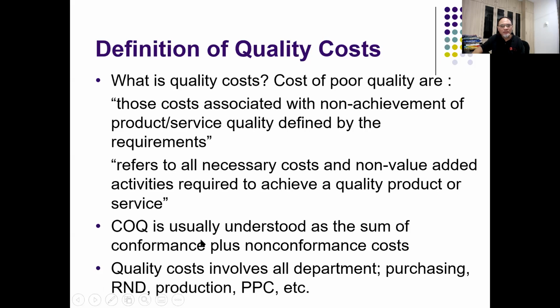Cost of quality is usually understood as the sum of conformance plus non-conformance. So theoretically, if you search for books which talk about the cost of quality, it is the price of conformance plus the price of non-conformance. If we want to do a full blast quality cost, it will involve all departments: purchasing, R&D, production, PTC, and so on. But my opinion is, if you want to start in production alone first, then it's very good. Or operations, where you see a lot of opportunities for identifying and seeing the related costs.